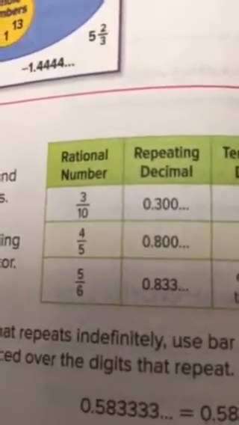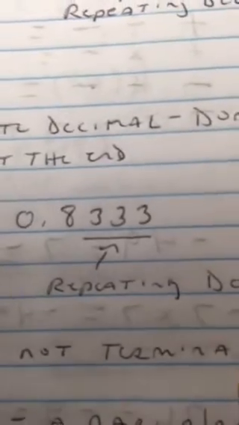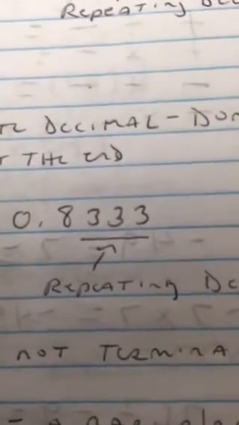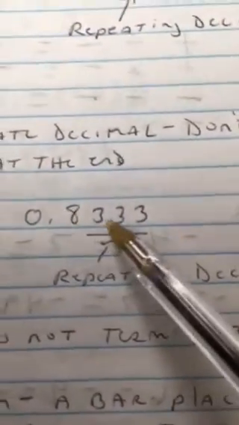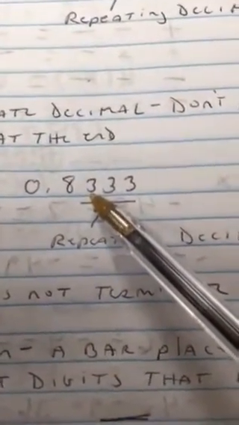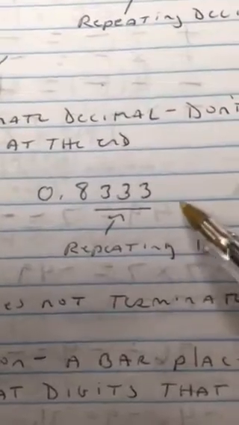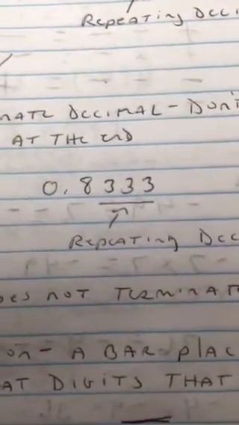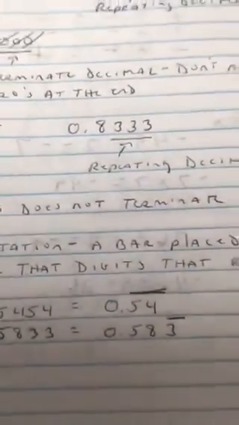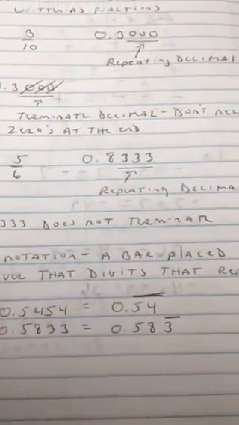Another example on the table, if we go back, I'm now looking at the 5/6. 5/6 right here, if I write it as a decimal, is known as 0.8333. Notice that the 3's are repeating decimals. The 3's keep going on forever. If this 3 is going to go on forever, I can't cross them out. That means that they do not terminate. The 3's do not terminate.